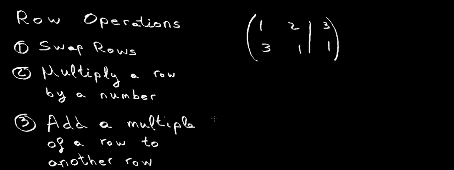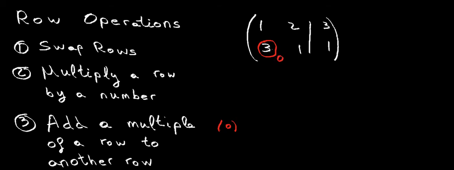And the third row operation is to add a multiple of a row to another row. So we're going to be using that one to get our zeros in the positions where we need them. In this case, I'm using a 2 by 2, a system of 2 simultaneous equations, and we have a 3 here in this position. This has to become a 0.